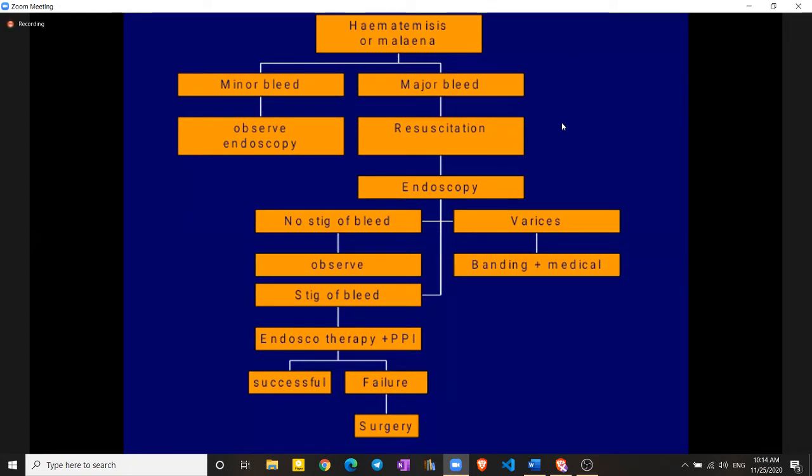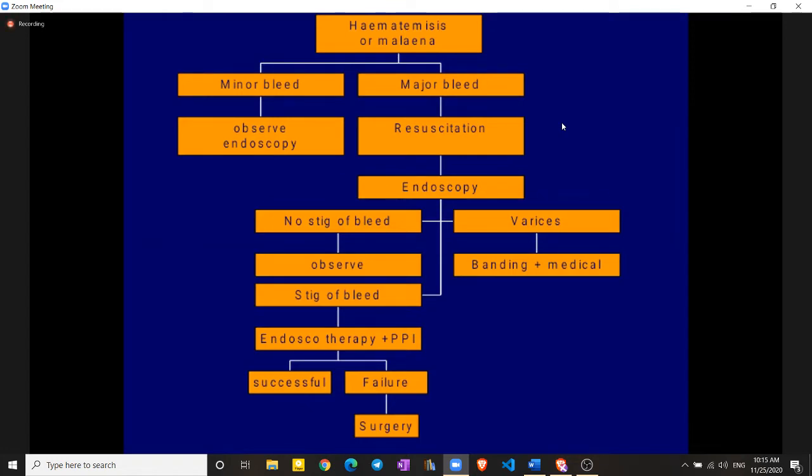Very important. So is it a minor bleed? The best thing for your level is all bleeds you admit the patient, right? Don't send bleeds home, because till you do an endoscopy, you don't know actually, right? So you admit, you observe and do endoscopy with some minor bleed. If it's a major bleed, you have to resuscitate the patient. So that is very, very important. We'll discuss the resuscitation. Then only you must do endoscopy. You don't do endoscopy without resuscitating a patient.